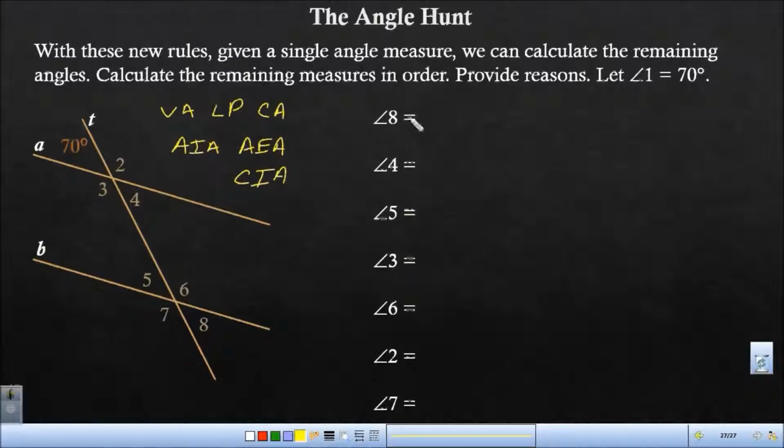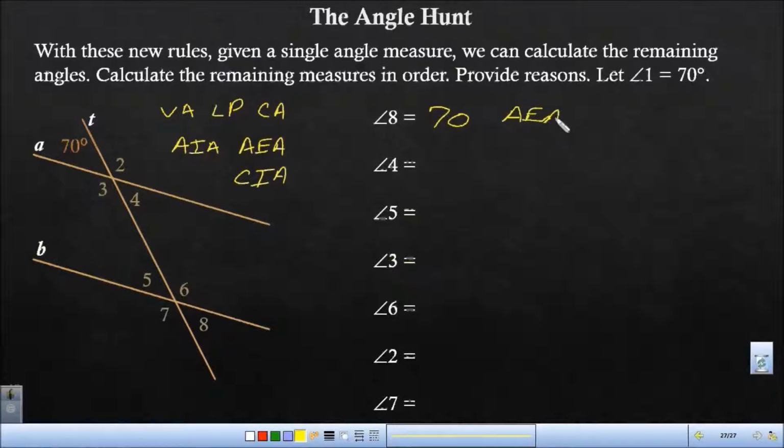Alright? And you could do them in any order you want. But I give you a specific order. And if I give you a specific order, what I want you to do is use the last angle to generate the next angle. So angle 8 needs to be generated by the 70 degrees. So 70 and angle 8 are alternate exterior angles. Those are equal, which means that 8 has a measure of 70 degrees because it is an alternate exterior angle.